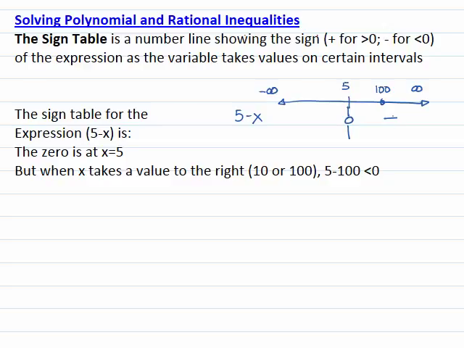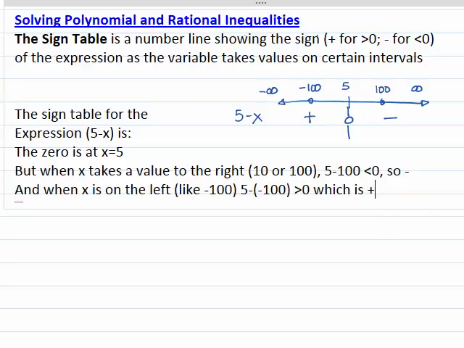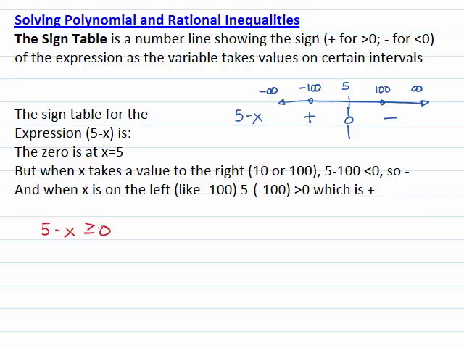And when x takes a value to the left, let's say negative 100, then 5 minus negative 100 will be positive. So if someone asks us to solve the inequality 5 minus x greater than or equal to 0, the answers will be the values of x that are in the interval from negative infinity to 5 and equal to 0 when x is equal to 5. So the answer will be negative infinity, 5 closed.